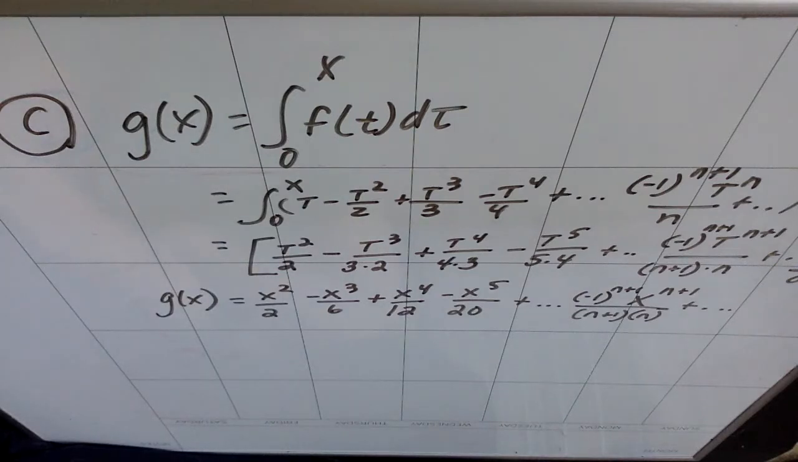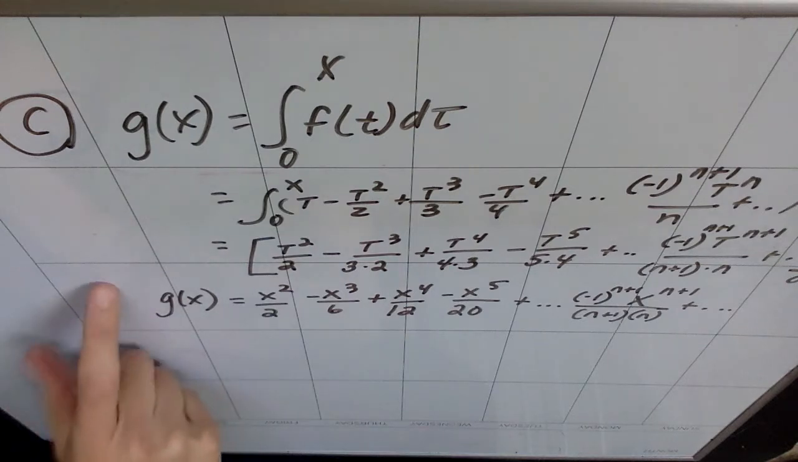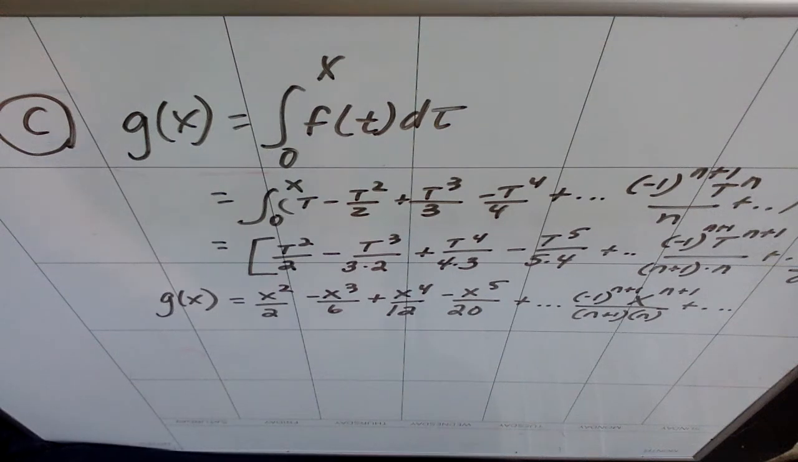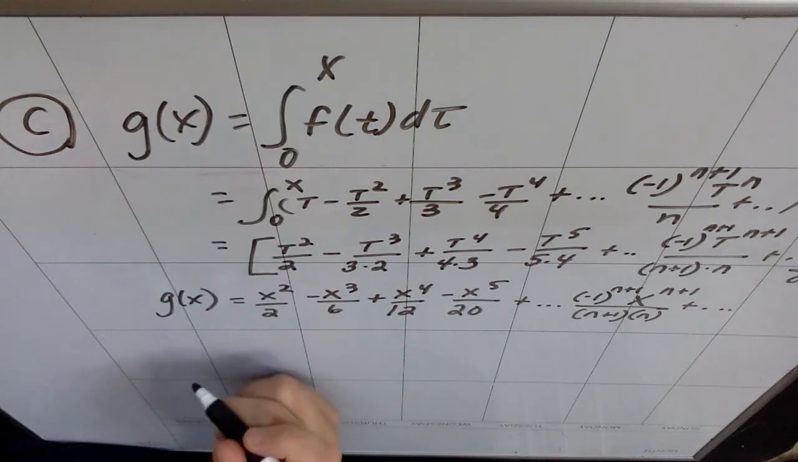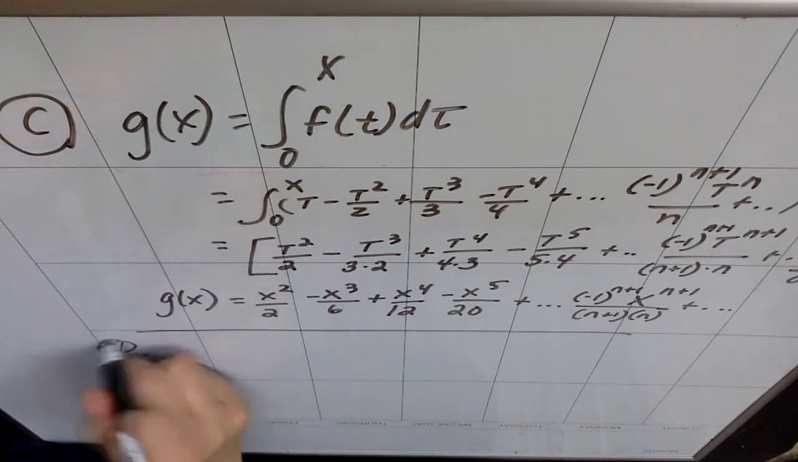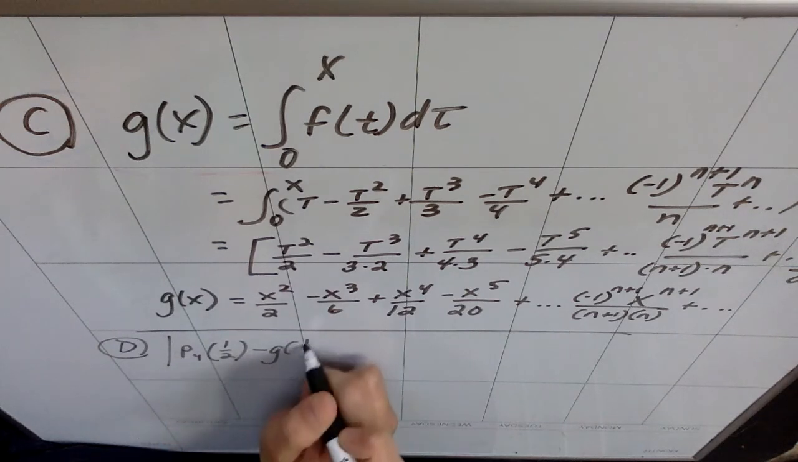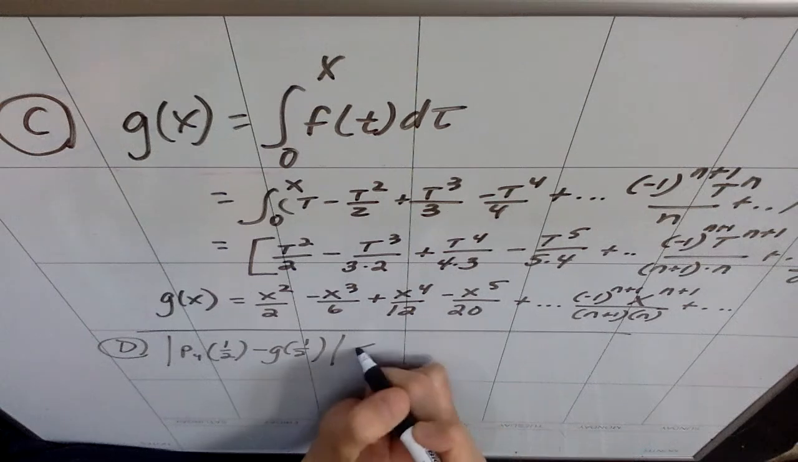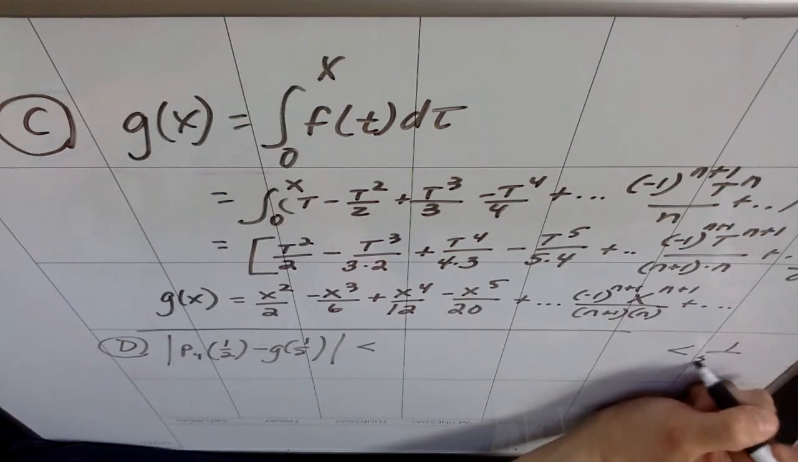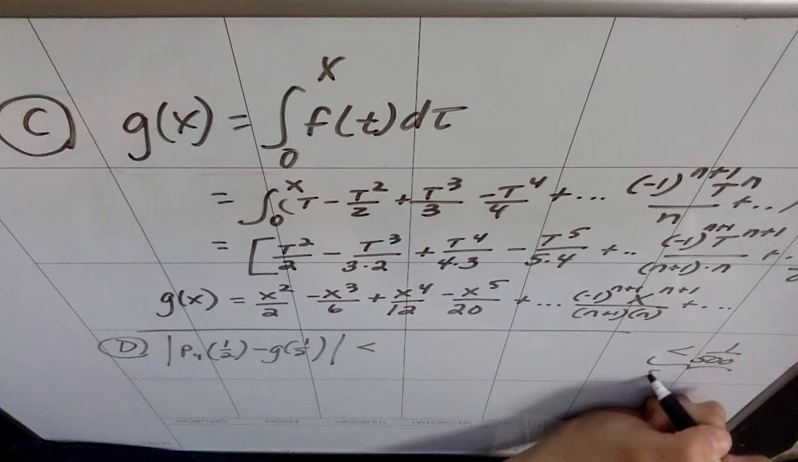Lastly, part D. Let p sub n of 1/2 represent the nth degree Taylor polynomial for g, which is the one we found here, about x equals 0 evaluated at 1/2, where g is the function defined in part C. Use the alternating series error bound to show that p sub 4 of 1/2 minus g of 1/2 is less than 1 over 500. That's what they want us to show.